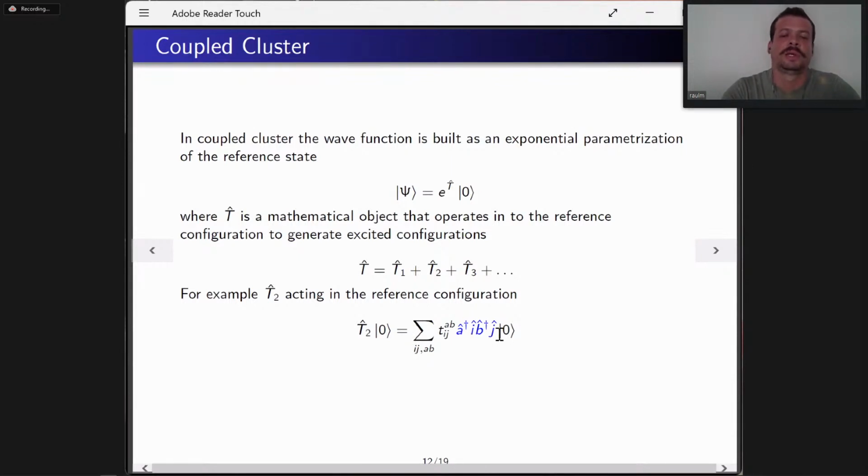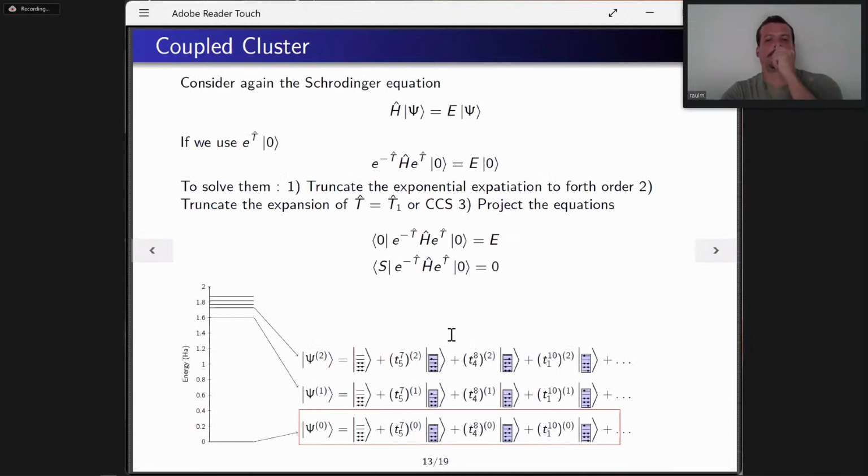Remember that we have a pair of creation and annihilation operators, so we are performing two jumps. But we also have something different with respect to CI, that is the amplitudes. For one given jump, we will have an amplitude. So if we apply coupled cluster to the Schrödinger equation, we will obtain an expression like this. Here I also multiply from the left by the exponential of minus T.